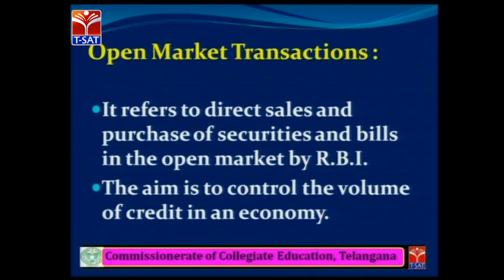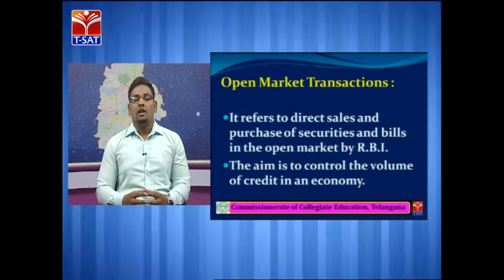Now another important function of RBI is open market transactions. It refers to direct sales and purchases of securities and bills in the open market by RBI. That means in the open market, RBI has the authority to make direct sales and purchases of securities and bills. The aim of these open market transactions is to control the volume of credit in an economy, to control the monetary supply and to control the monetary transactions in a country. A central bank chooses open market transactions.